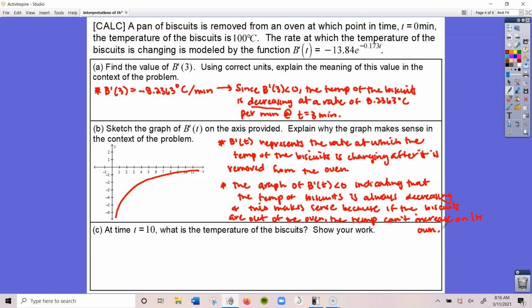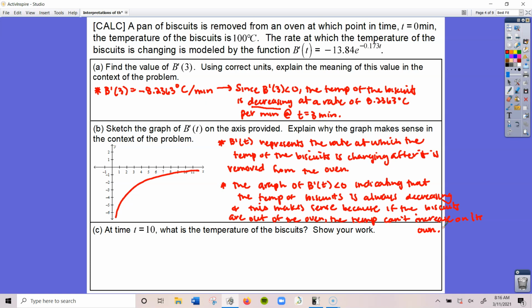Think about it, right? If you take biscuits out of the oven, those biscuits are at their hottest temperature the moment they come out. Then it's just going to gradually decrease in temperature and get cooler. It's never going to get hotter again unless you put it back in the oven. So that's why this graph makes sense. It's never going to cross over the x-axis and become positive, because then that would indicate that the biscuits increase in temperature. But a biscuit cannot just get hot on its own.